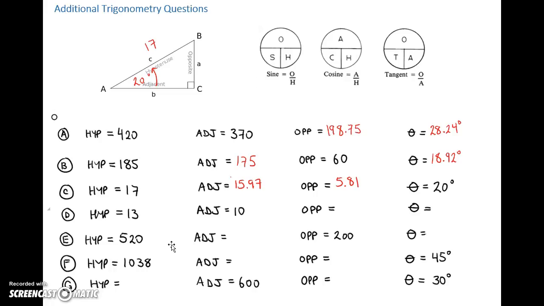Sweet. Okay, next one. We've got a hypotenuse of 13 and an adjacent of 10. We're trying to find the opposite, so we'll do Pythagoras first. 13 squared minus 10 squared.